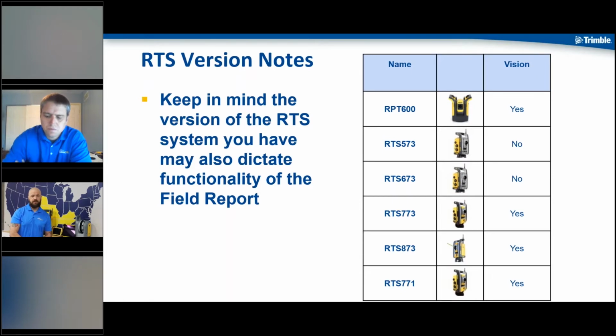The next slide, which was also an attachment before and is an attachment with this webinar, shows the different RTS versions. One of the reports Sean's going to talk about, the field vision report, relates to vision, which is the actual camera on the RTS. As we look at the RTS head, it's shooting through here and giving you a camera view. Not all of them have that. This slide shows it's in the RPT 600. It is included in the RTS 773, the RTS 873, and the RTS 771. If by chance you have a 673 or a 573, you won't have that feature. Please understand that as well.